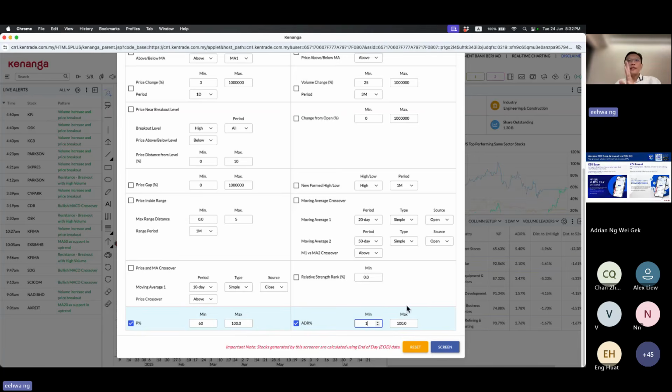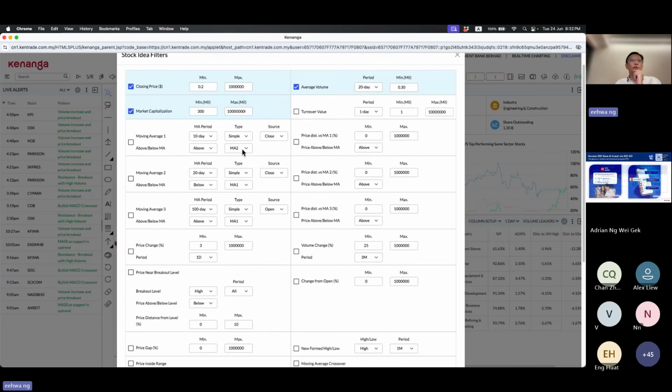Okay, so with all these set, before I hit the screen button, we should talk about the moving average right here. So this is the kind of stocks that you want to look for. If I check moving average 1, above or below the MA, I'm using a 10-day moving average, and it should be above the second MA, MA2 over here. So I check the second one, the 20-day moving average, which should be below MA1.